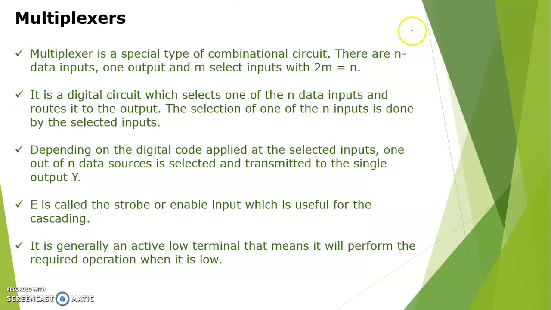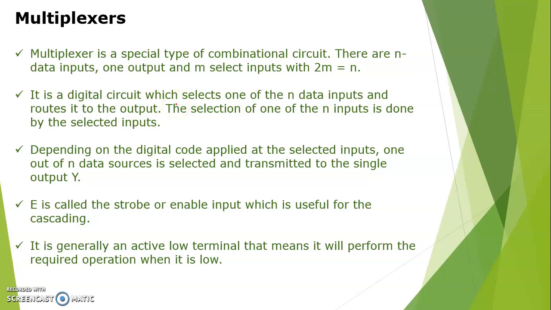Next we will come to the multiplexer. So what is a multiplexer? The multiplexer is a special type of combinational circuit. There are n data inputs, one output and m select inputs with 2^m equal to n. It is a digital circuit which selects one of the data inputs and routes it to the output. The selection of one of the n inputs is done by the select inputs. Depending on the digital code applied at the select input, one out of n data sources is selected and transmitted to the single output Y.